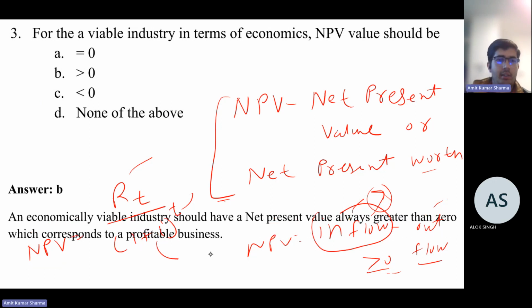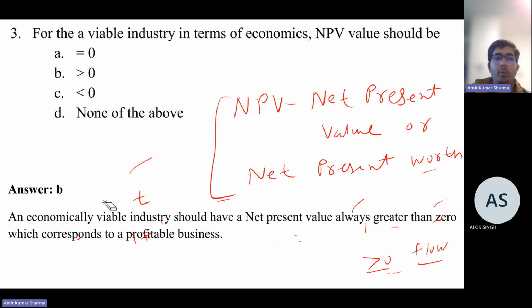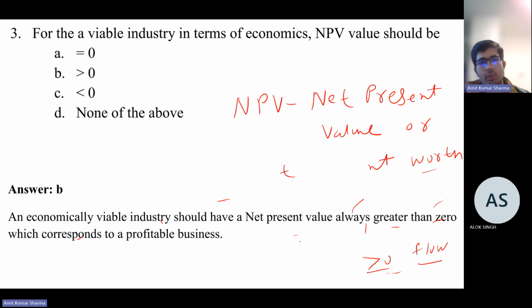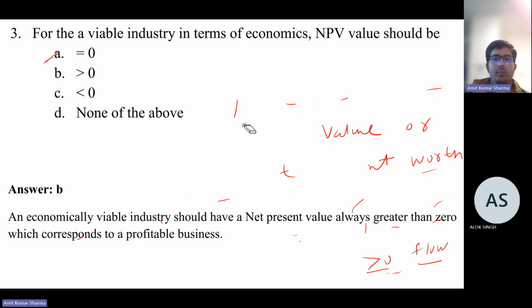So the correct answer is: an economically viable industry should have a net present value always greater than zero, which corresponds to a profitable business. So if NPV is greater than zero, it means that the business is profitable. If NPV is equal to zero, it means that you are at break even, meaning your net invested money has just returned to you.